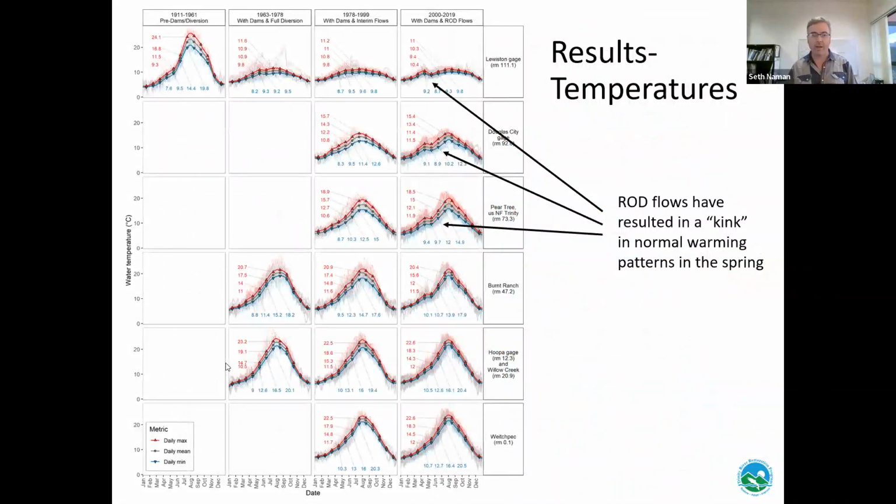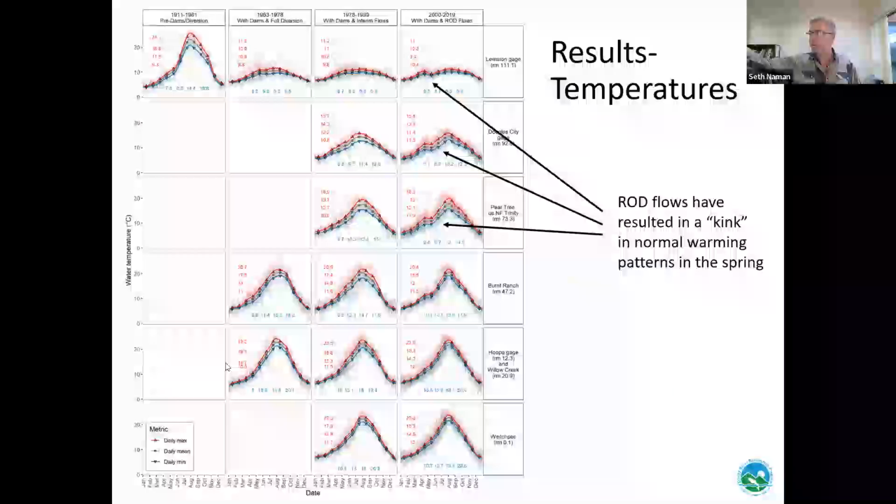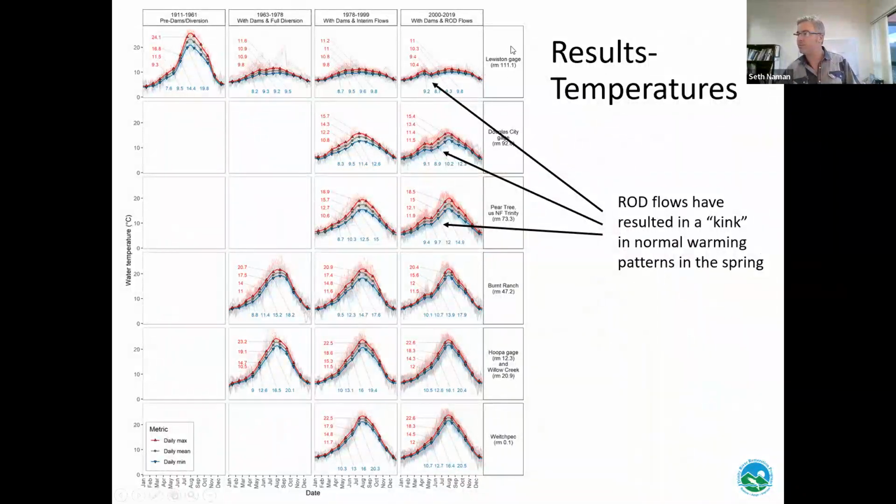So that has a variety of effects, ecological effects on the entire river system. So if you look here, this is daily mean and max. What these arrows are pointing to right here on the top, as you go down the Lewiston gauge, this is far upriver is Lewiston up by the dam, all the way down to Weitchpec, which is the mouth of the Klamath River.